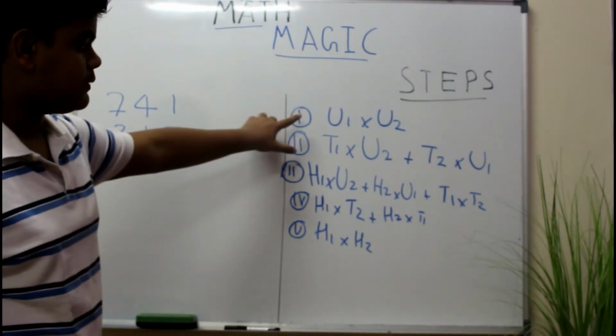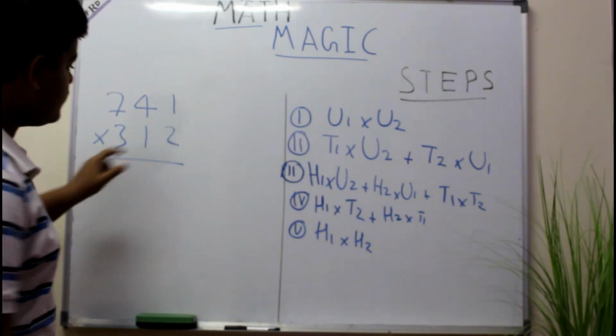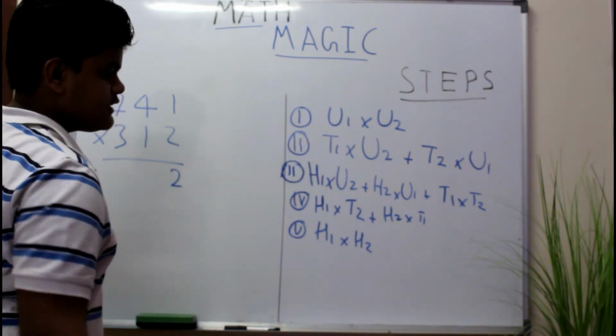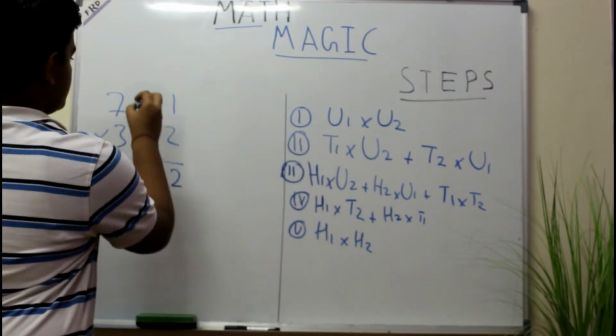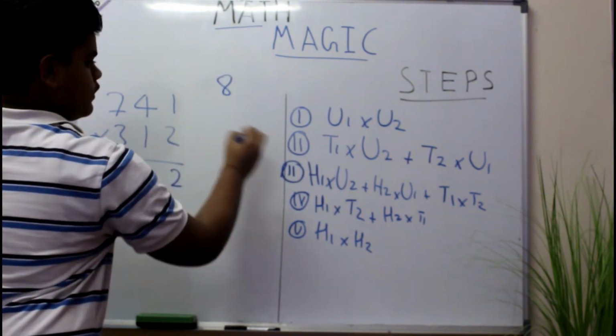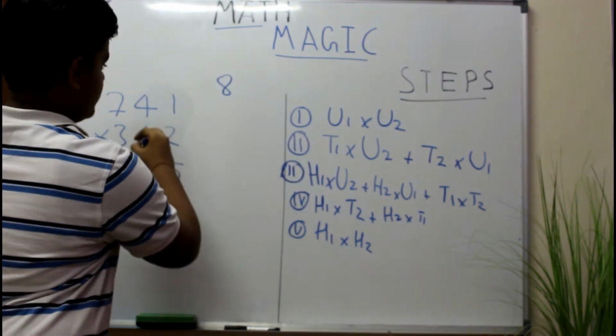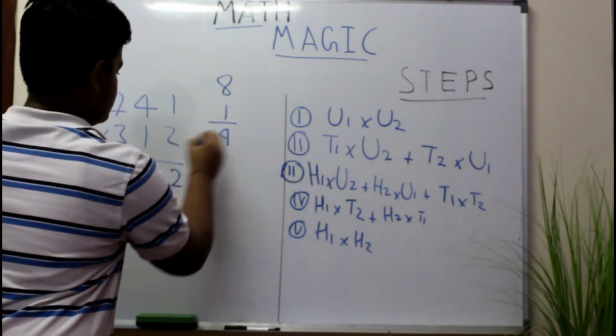So the first step is to multiply U1 and U2. So 1 into 2 is 2. Second step is to multiply T1 and U2. So 4 into 2 is 8. T2 and U1, 1 into 1 is 1. 8 plus 1 is equal to 9.